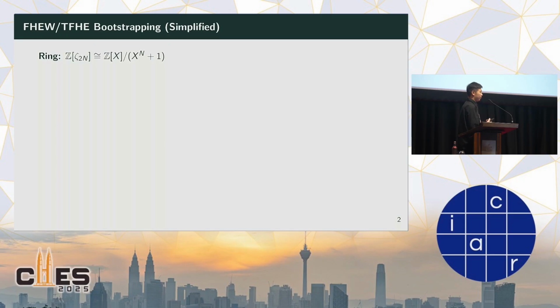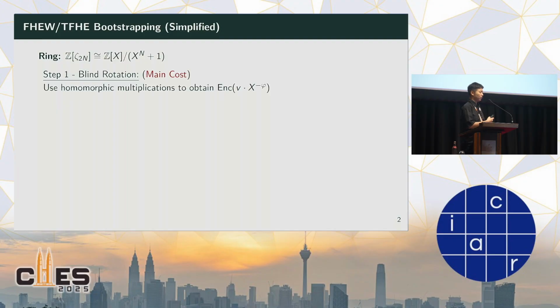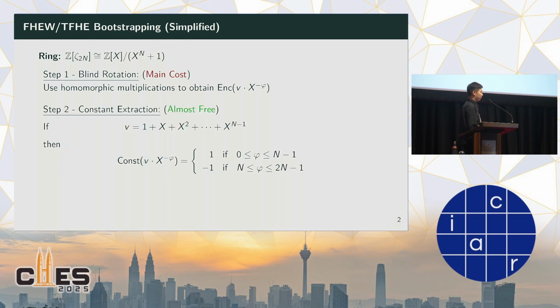First, let me review a few details of TFHE bootstrapping. The underlying ring is a power-of-2 cyclotomic ring. The first step is a procedure called blind rotation. It puts some encoded message in the exponent of some primitive root of unity, and this is typically multiplied by some free ring element called the test vector. Because this procedure requires a series of homomorphic multiplications, it is the main cost. The second step is called constant sample extraction.